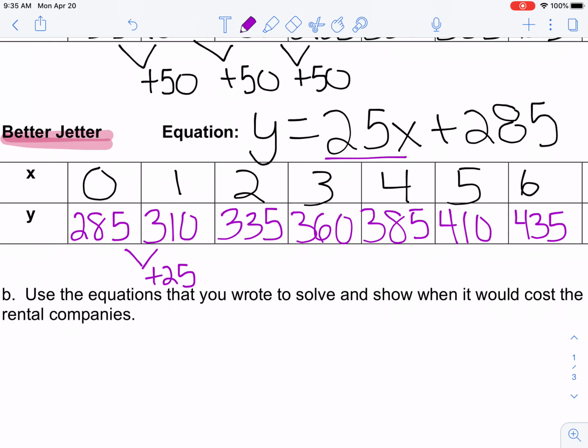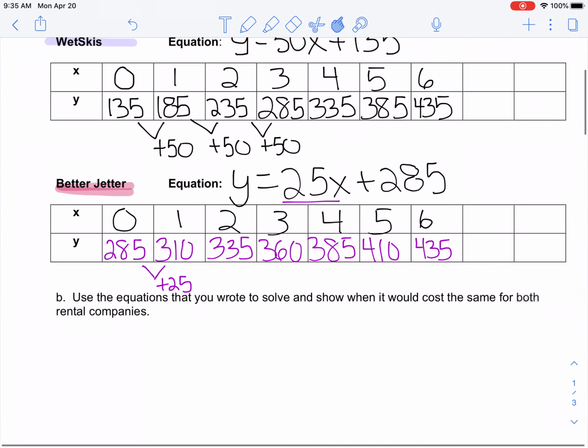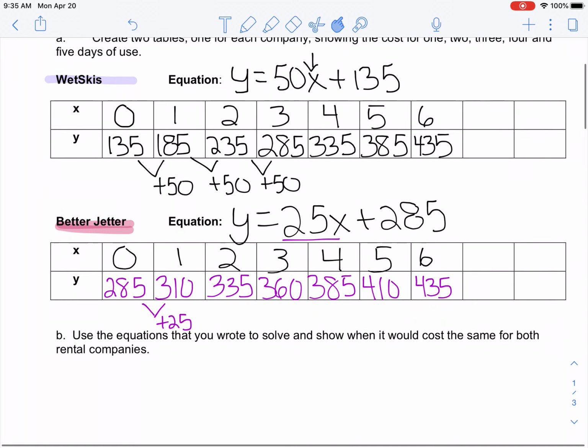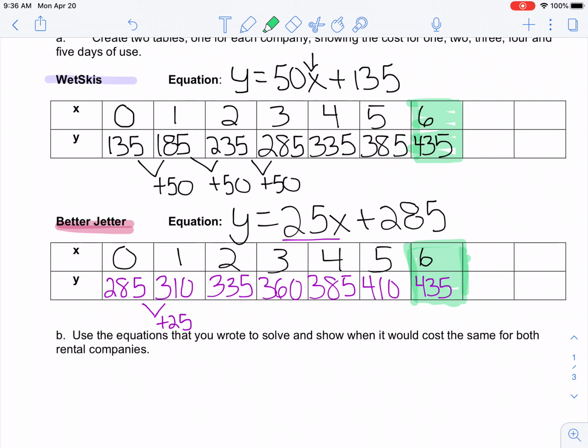Okay? So I'm hoping that you're looking at these tables right now and you're like, oh, I know when they're going to be equal to each other. They're going to be equal to each other at 6 days. At 6 days, it's going to cost me $435 if I rent from Wet Skis. And at 6 days, it's also going to cost me $435 if I rent from Better Jetter. So it doesn't matter. If I'm renting for 6 days, it doesn't matter which company I go with.